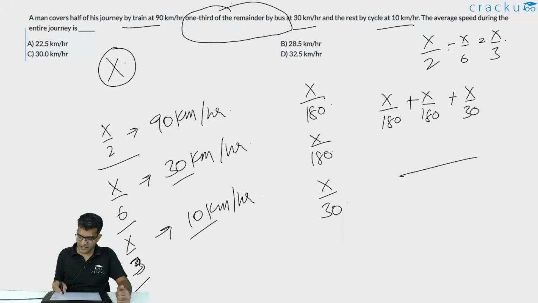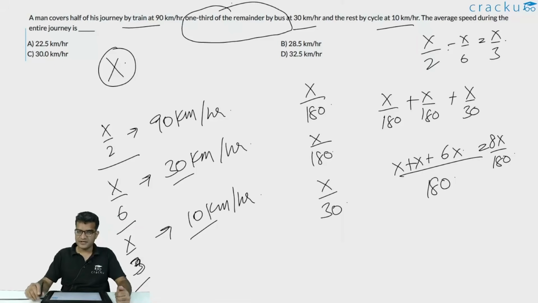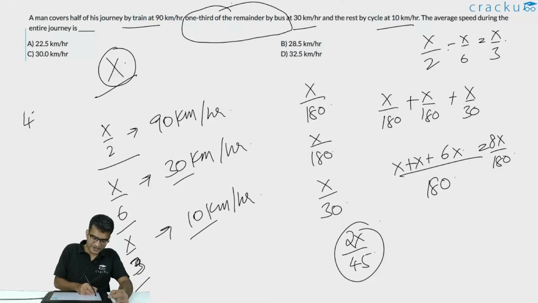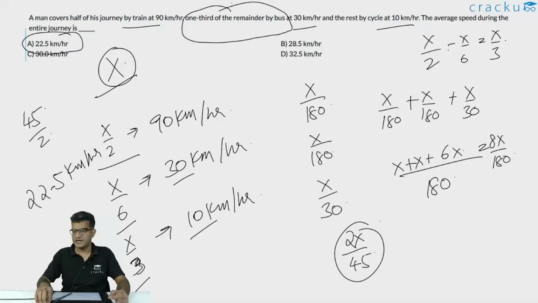This is equal to (x plus x plus 6x) by 180, which is equal to 8x by 180. If you divide the numerator and denominator by 4, this will be 2x by 45. This is the time that he is taking to travel x kilometers. So the average speed will be 45 by 2, which is equal to 22.5 kilometers per hour. So the required answer is option A.